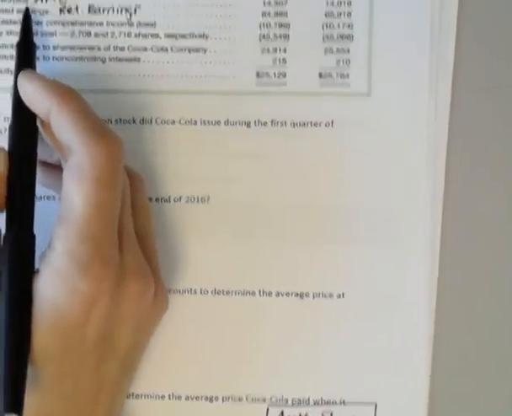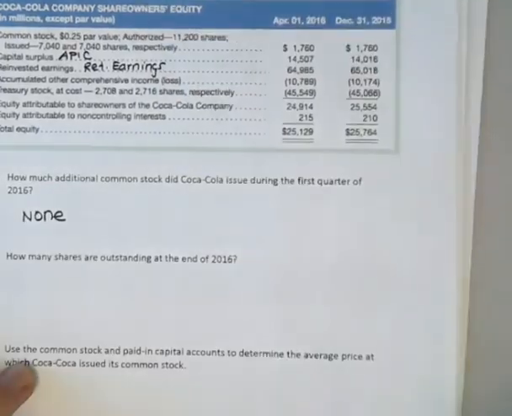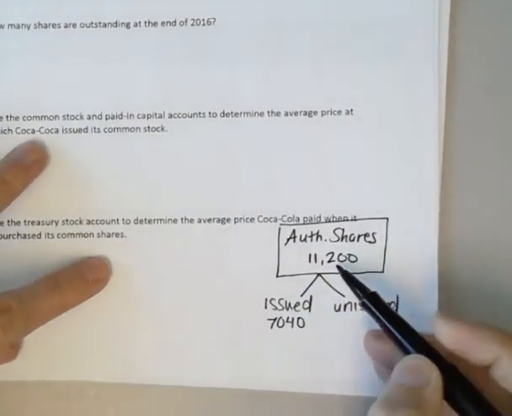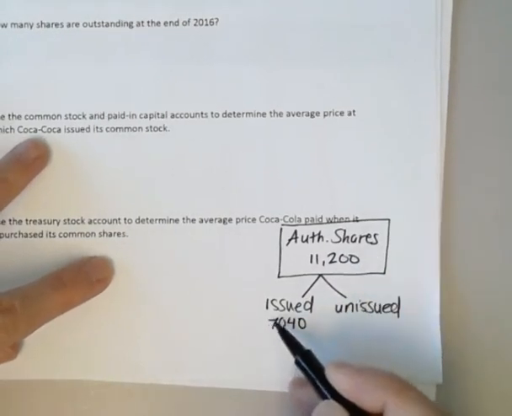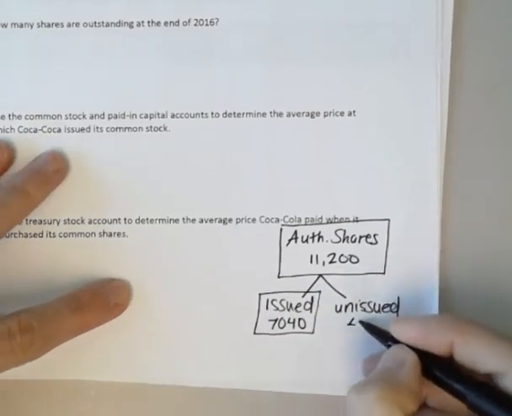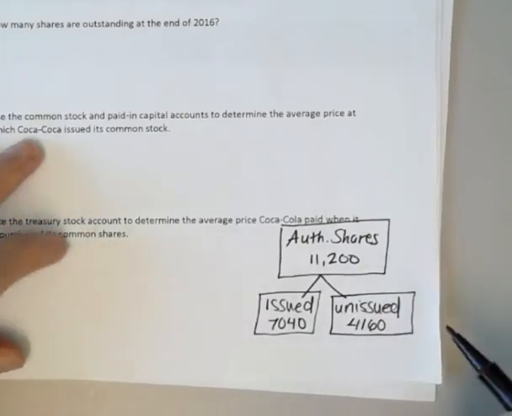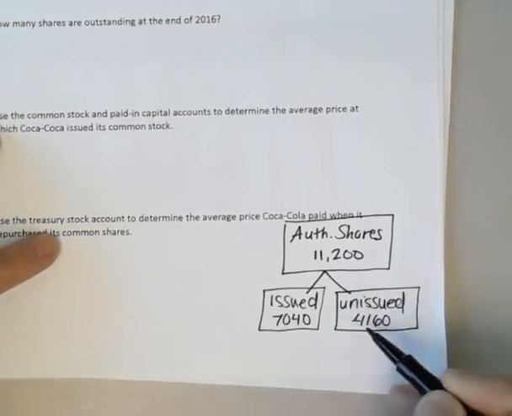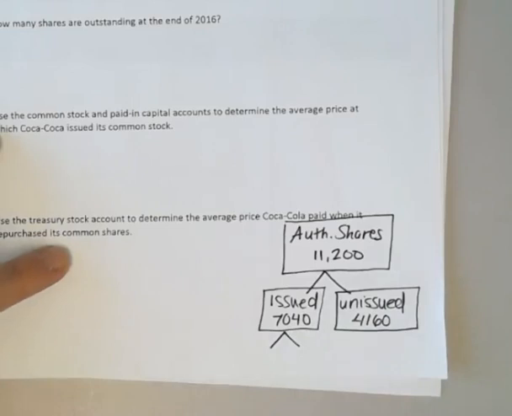If I look at the statement of stockholders' equity, they currently have 7,040 of issued shares. So I can infer that if they can ever issue a maximum of 11,200, they've currently issued 7,040. That means the company currently has a balance of unissued shares of 4,160, which means if they ever needed additional cash, they can look at issuing this number of shares. They have a lot of extra shares that they could issue to get cash if needed.